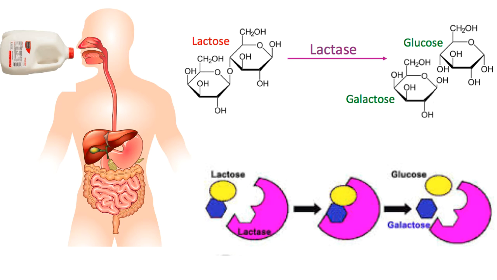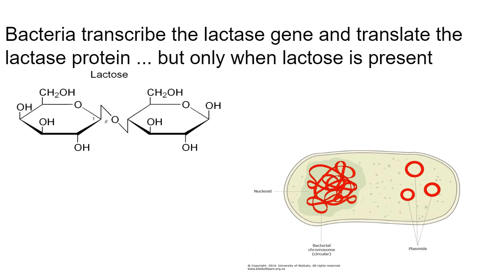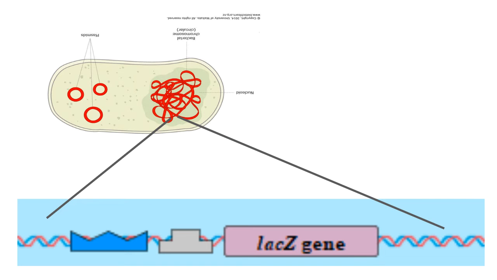Is this picture a eukaryote or a prokaryote? We are eukaryotes, but E. coli are prokaryotes that live in our digestive tract and can also break down lactose as an energy source. But bacteria transcribe the lactase gene and translate the lactase protein, but only when lactose is present. So bacteria are not constantly cranking out lactase enzyme. They're only going to make lactase when lactose is around.